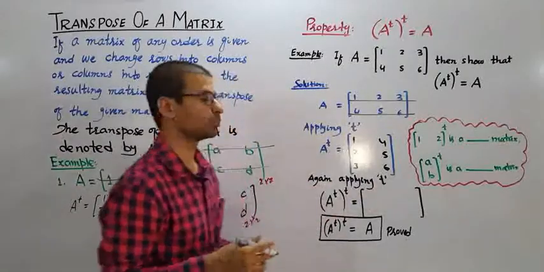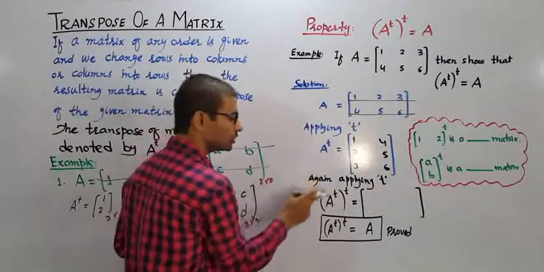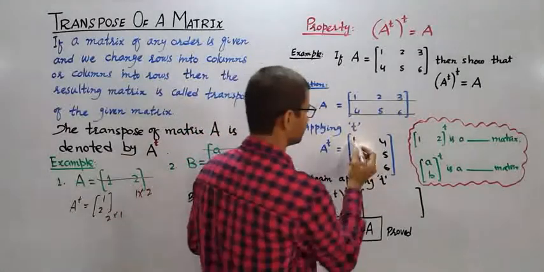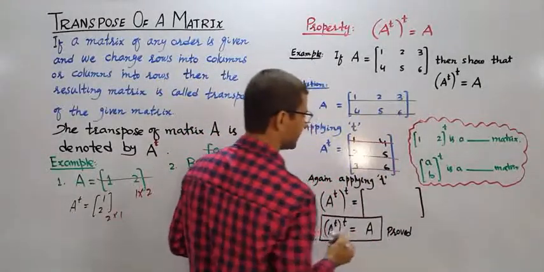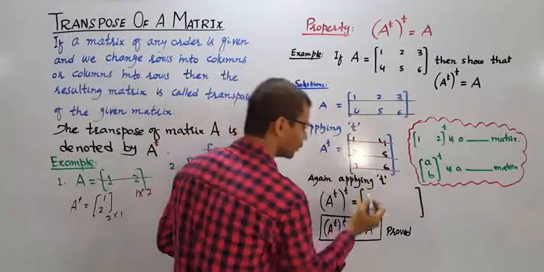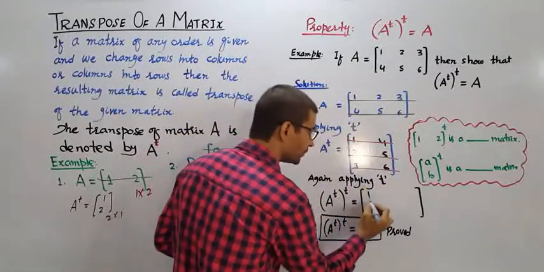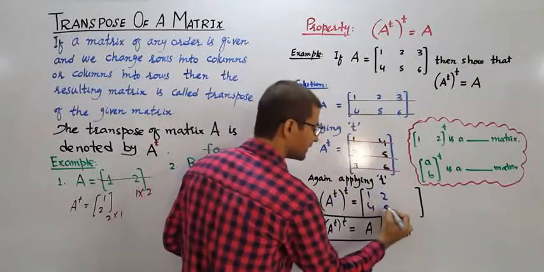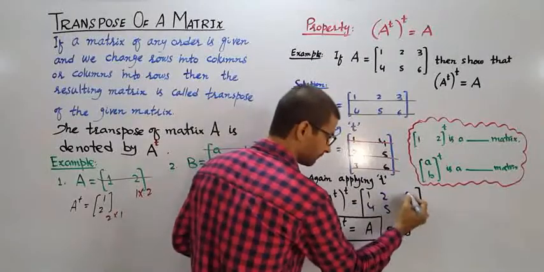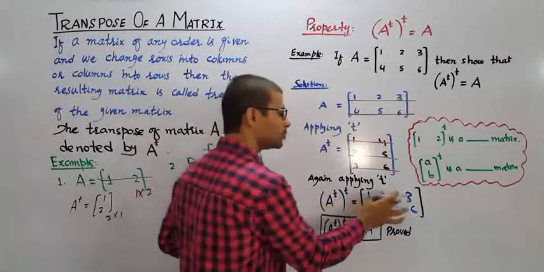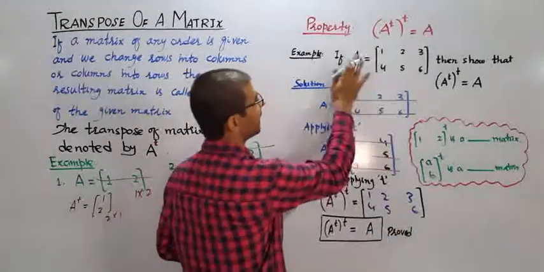Again applying transpose. A transpose to the whole transpose is equal to. Now select rows and convert them into columns. 1, 4, the first row will become the first column. The second row will become the second column, 3, 6. Now 1, 2, 3, 4, 5, 6. This is our original matrix.